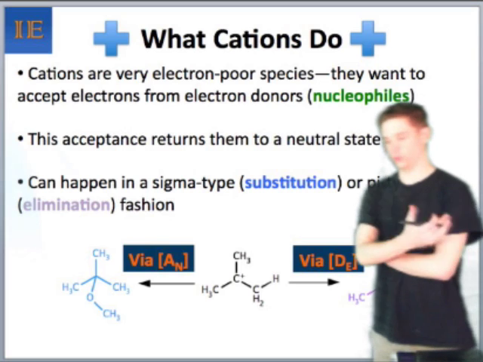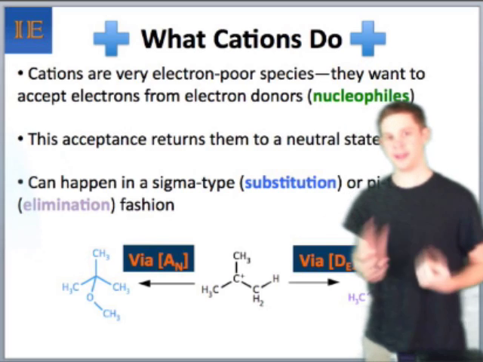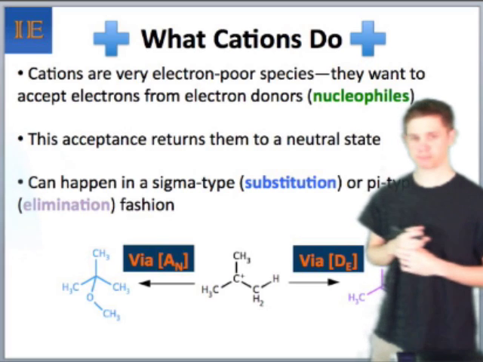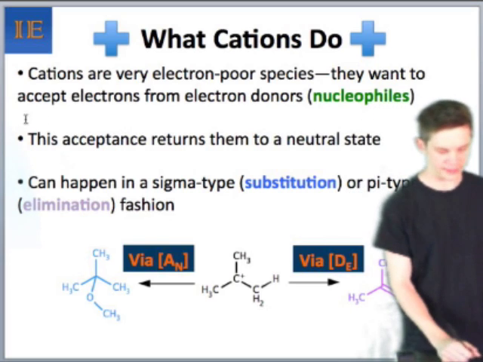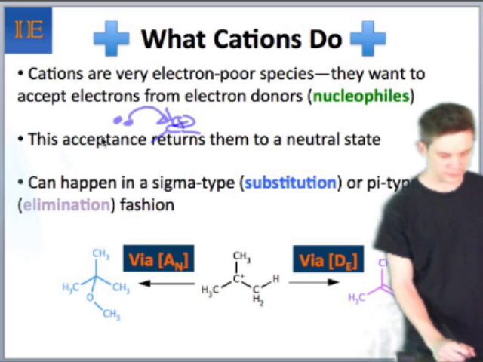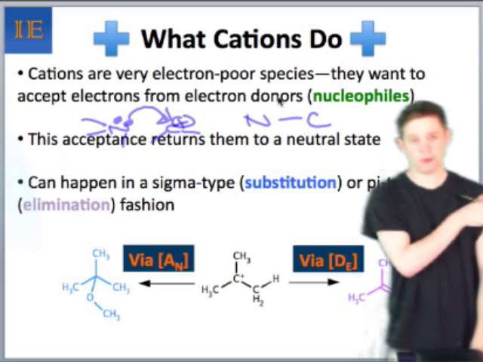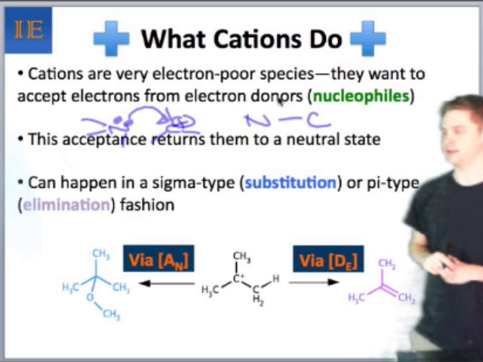What do cations do? Well, most generally, they're very electron-poor species, right? These are compounds that really want to pick up electrons from wherever they can find them. The acceptance of electrons from a nucleophile tends to return cations to a neutral state. So a very, very general diagram that we can draw for this is a lone pair interacting with the positive charge, say on carbon, in order to neutralize it. And if that lone pair were, say, on nitrogen, we could envision the formation of a carbon-nitrogen bond as a result of that. Now, this is a particular example of a sigma-type interaction between the lone pair and the cation.